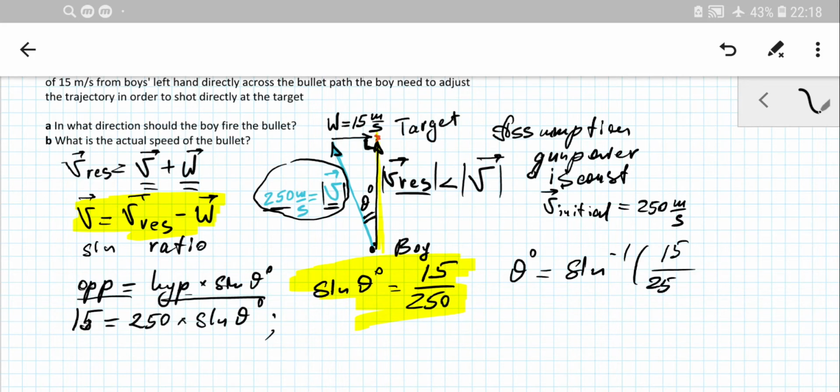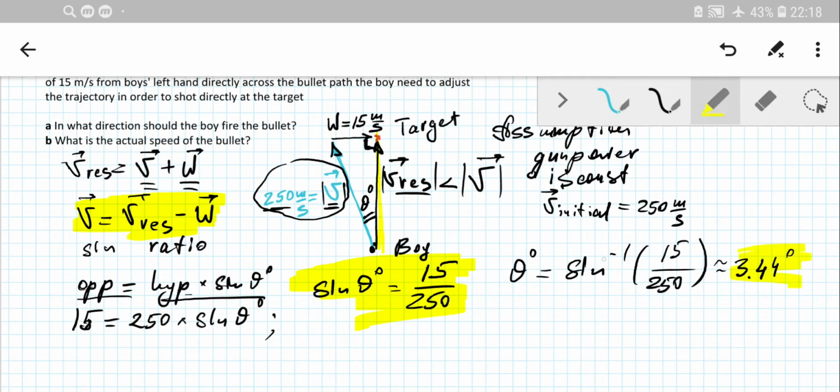As you expect, it's a very small fraction, and so is the angle itself, because the smaller the fraction, the smaller the sine also becomes. So we use the second function and calculate arcsine, sine minus 1, of 15 over 250. So we've got approximately 3.44 degrees. Okay, that's the angle, and we actually found this direction. So we answered the first part.